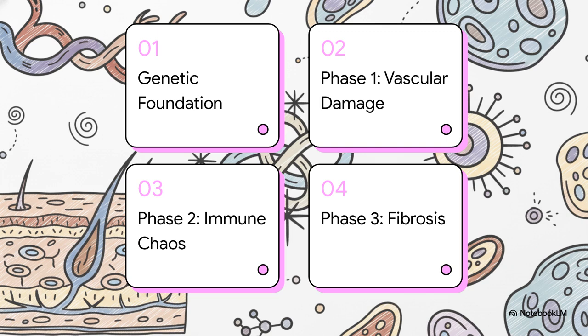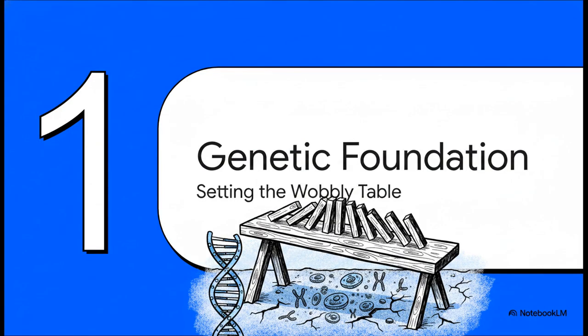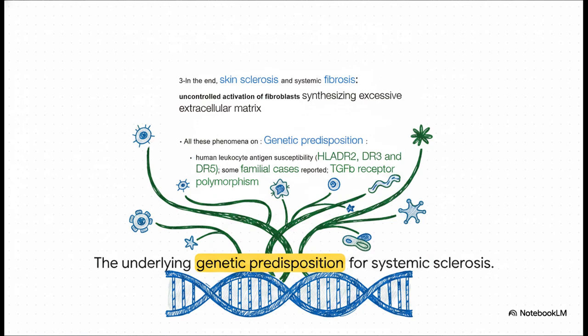First, the genetic foundation, then phase 1, which is vascular damage, phase 2, covering immune system chaos, and finally phase 3, systemic fibrosis. Section 1, the genetic foundation, setting the wobbly table. So, before a single domino can even start falling, we have to look at the foundational vulnerabilities. This disease doesn't just appear out of nowhere, right? All the downstream disease phenomena are explicitly anchored to a genetic base. Everything we're about to discuss physically builds on top of this invisible foundation.